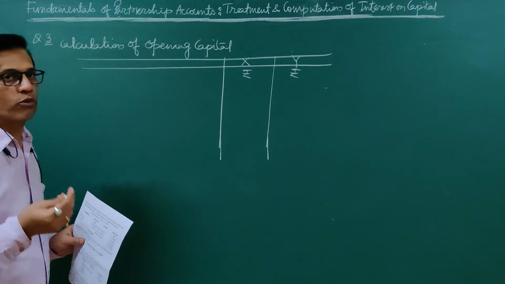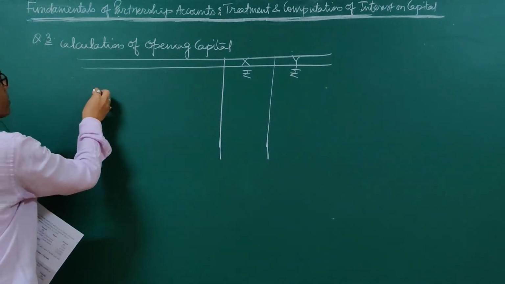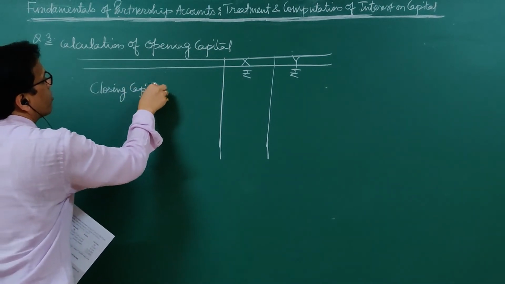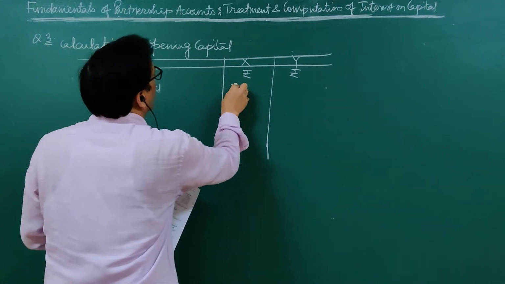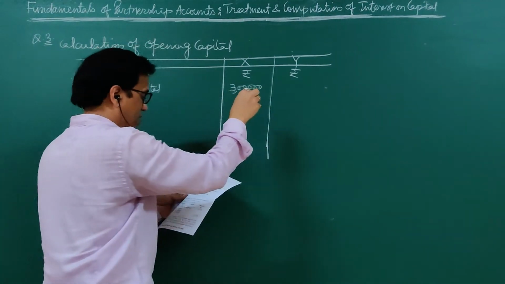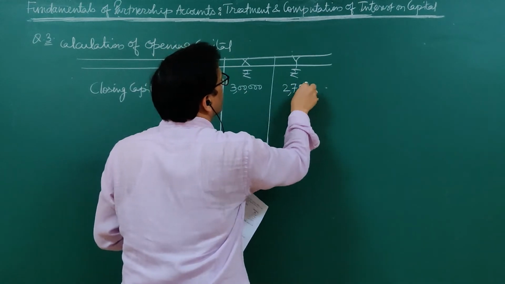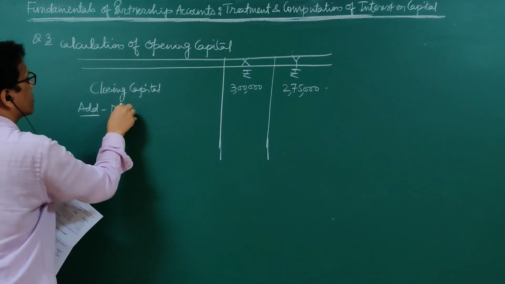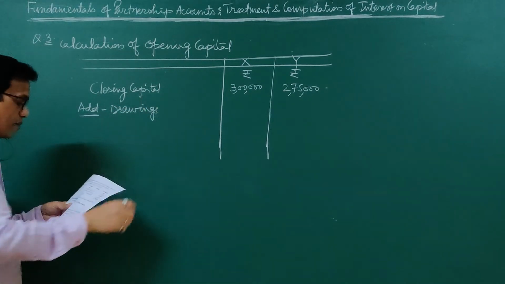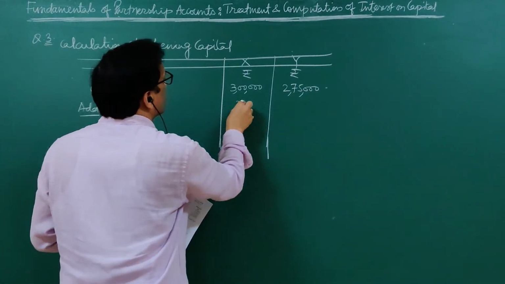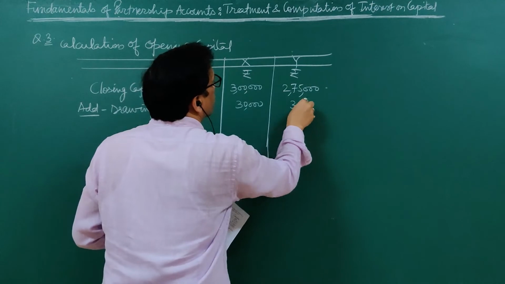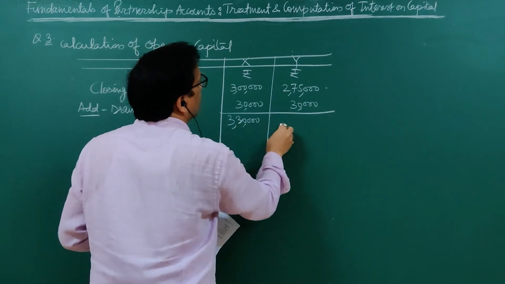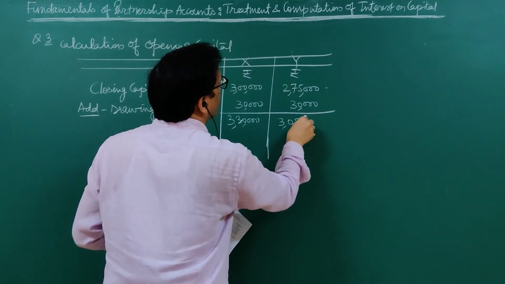So to use that formula we can prepare a statement of opening capital. We start with closing capital. Closing capital of both the partners given in the question: 3 lakh for X and 2,75,000 rupees for Y. Then we add drawings to it. The drawings amount given is 30,000 rupees each for both the partners. So take the total of these two amounts. It is 3,30,000 and it is 3,05,000.